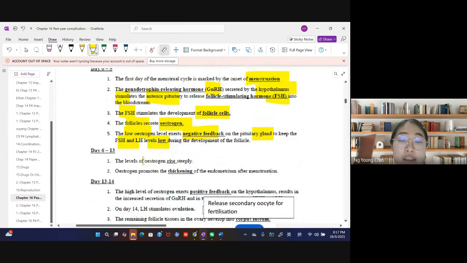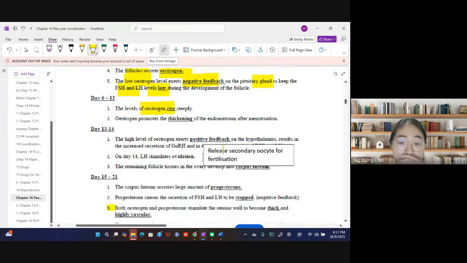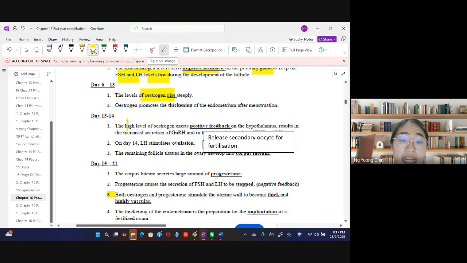But after that, the estrogen level, sorry, the estrogen level rises steeply because of the growth of the follicle. So now it removes the inhibition on the hypothalamus. So now it will secrete more FSH and more LH, right? So you can see the high level of estrogen will exert a positive feedback on the hypothalamus, resulting in increased secretion of GnRH. So if you increase the secretion of GnRH, you are actually increasing the FSH and LH.